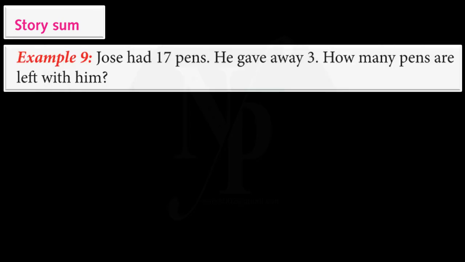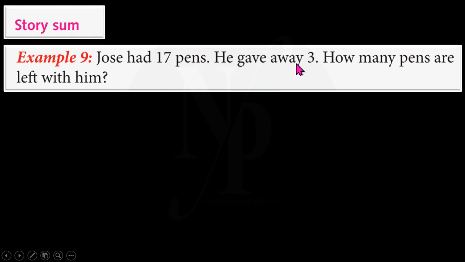We have a story sum here. Let us solve this also. Example number 8 in your text, 9 in your textbook. Example number 9. Jose had 17 pens. He gave away 3. How many pens are left with him? So Jose ಬಳಿ ಎಷ್ಟು ಪೆನ್ಸ್ ಇದೆ? ಜೋಸ್ ಅನ್ನೋನು ಒಬ್ಬ ವ್ಯಕ್ತಿ, ಹುಡುಗನ ಹೆಸರು. ಸೊ ಜೋಸ್ ಹ್ಯಾಸ್ 17 ಪೆನ್ಸ್. ಅವನ ಹತ್ರ 17 ಪೆನ್ಸ್ ಇತ್ತು.